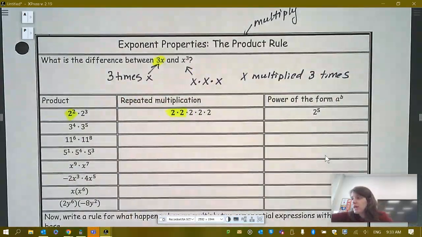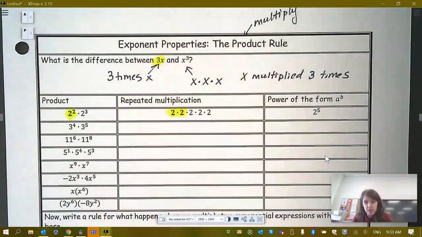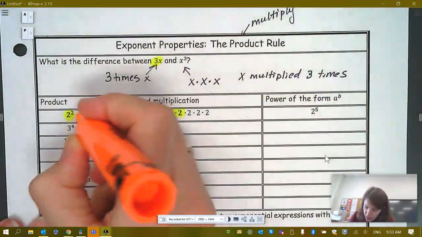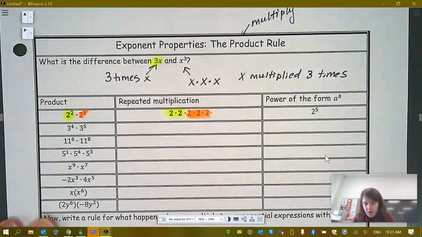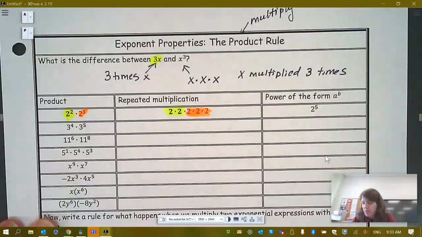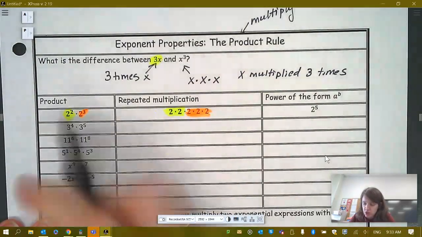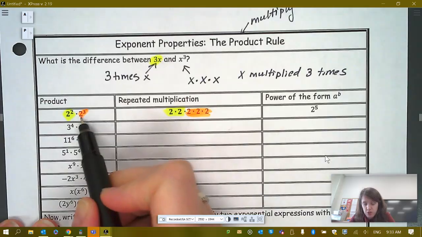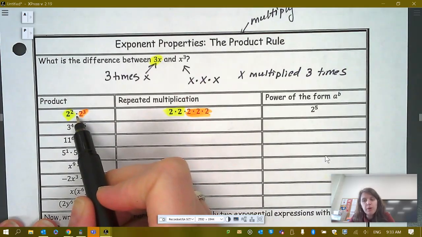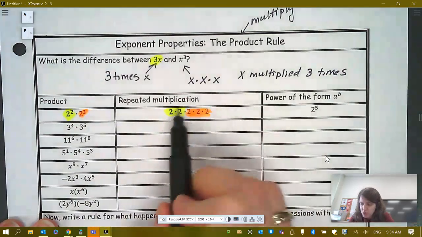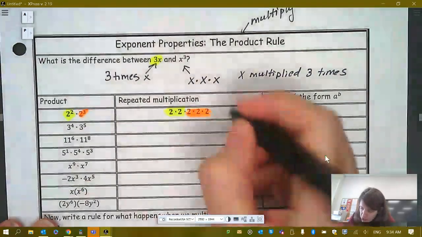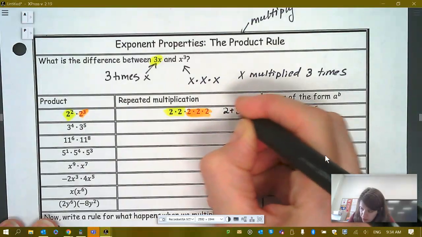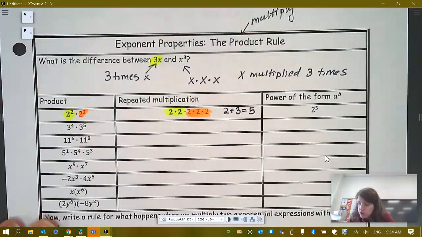2 times 2. Well, let's think if we have another set. x to the third, or 2 to the third in this case, would be 2 times 2 times 2, because there are 3 2's there. But we're multiplying all of them. This is repeated multiplication, 2 times 2, and this is repeated multiplication, 2 times 2 times 2. And then we're saying multiply those. Well, we're multiplying everything, so it's 2 times 2 times 2 times 2 times 2. So total, how many 2's do I have? Well, I have 2 2's plus 3 2's gives me 5 2's. So total, I have 2 to the fifth power.